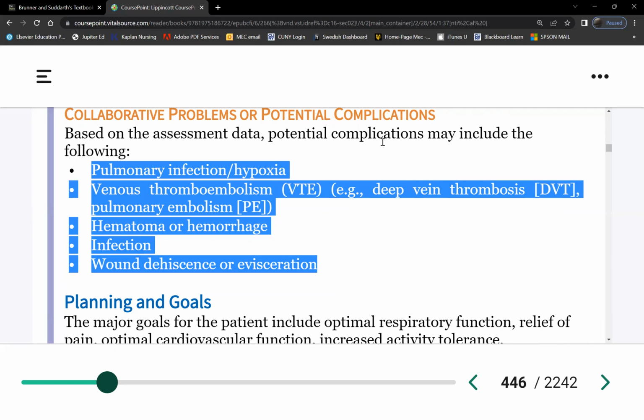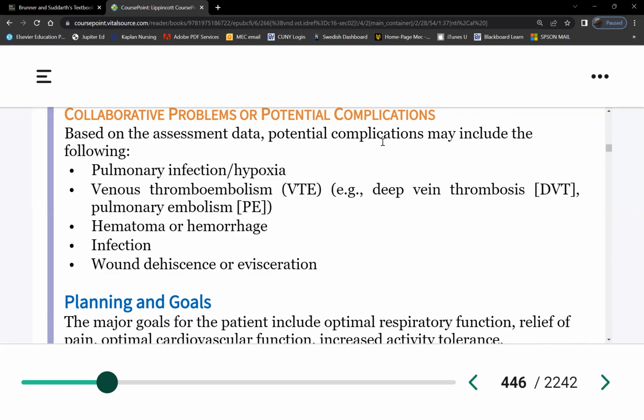To help you remember these complications, just remember the acronym WWW. The 3 W's are wind, water, and wound. Wind refers to air, which is pneumonia. This pulmonary infection here is pneumonia or hypoxia. So that's wind. The water will be UTI. That will be the second.